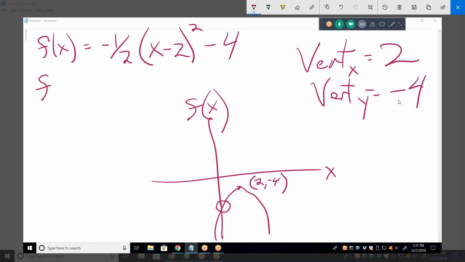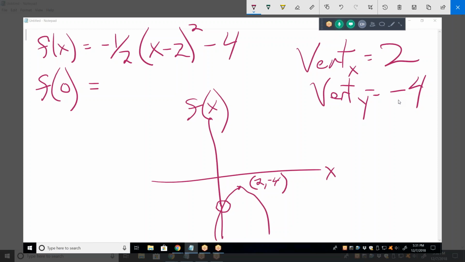Find out f of 0. I know the x value is 0. What's that come out to be? What form are we putting it in? We're not putting it in any form. We're just solving it. We're solving for f of x when x is equal to 0, because that's the y-intercept.